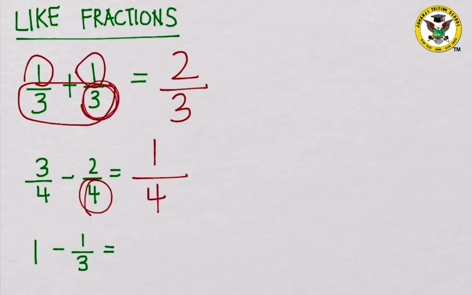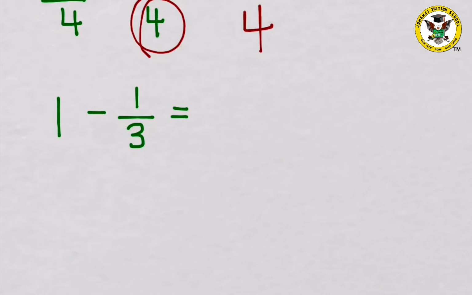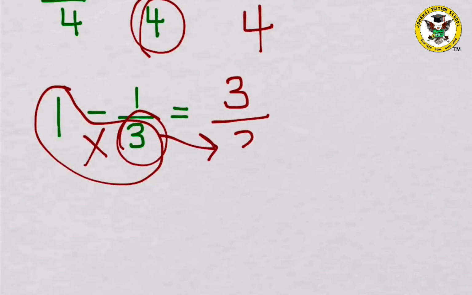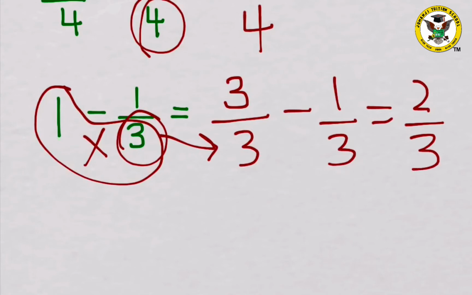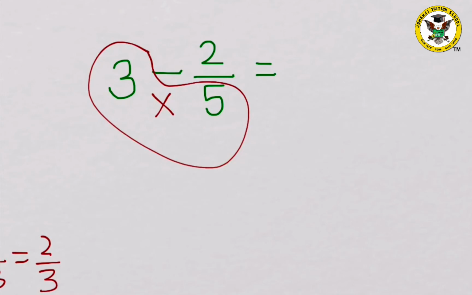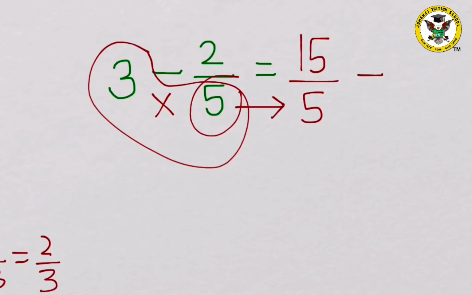You copy the denominator. When we have 1 minus 1 over 3, this means that you need to times 1 times 3 first, which gives us 3. Then we copy the denominator, 3, and then minus 1 over 3. This gives us 2 over 3. So what if we have 3 minus 2 over 5? It's the same. You times first 3 times 5, which gives us 15, and then you copy the denominator here, 5, and then minus 2 over 5. So 15 minus 2 gives us 13 over 5.